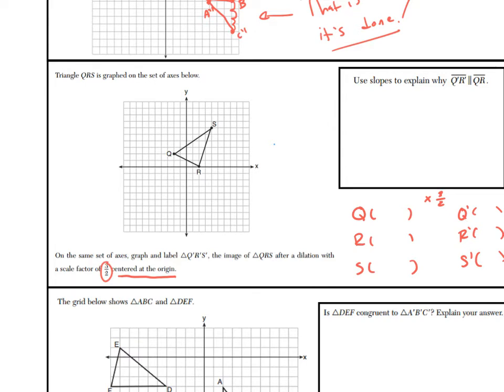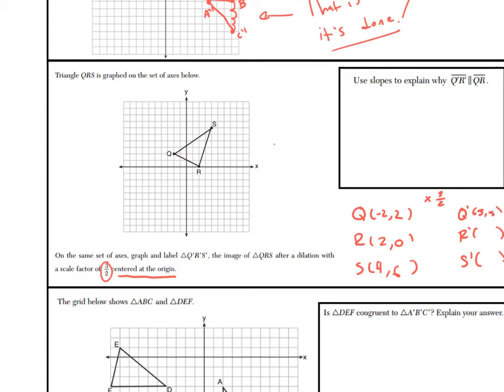So what we're going to do is write down our coordinates. Q is at -2, 2. R is at 2, 0. And S is at 4, 6. We're going to multiply each coordinate by 3/2. So you can put this in the calculator, or you can do it mentally. 3/2 of -2 is -3.